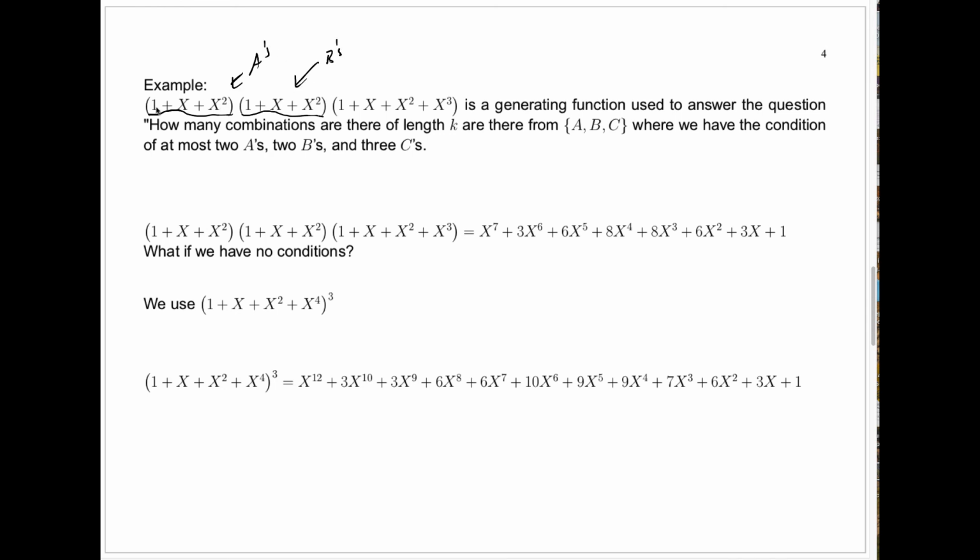And in both cases, we can choose either 0, 1, or 2 of them. And this represented the c's. We can choose either 0, 1, 2, or 3 of them. This is now a generating function that is used to answer this question.